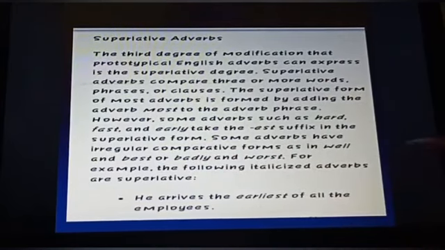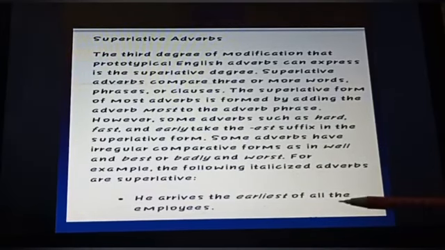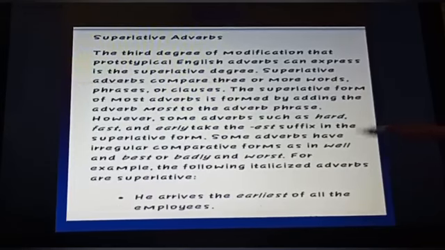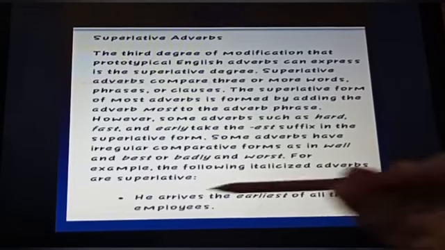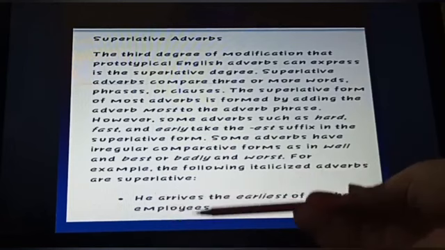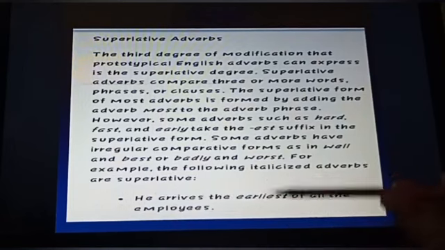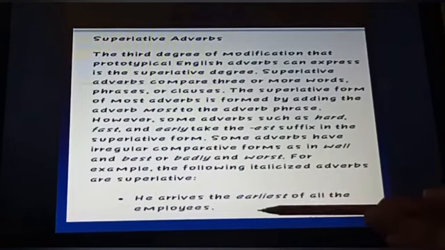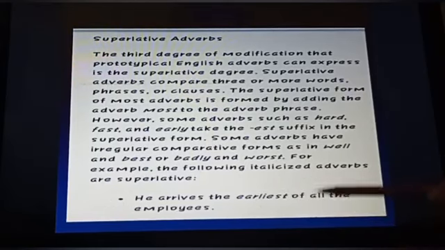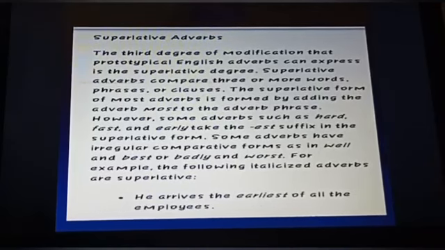Now just see an example: he arrives the earliest of all the employees. Here we have done a comparison between he and all the employees. That's why more than two persons are there, and we use the superlative degree in the est form. So here we have used earliest. This we have done yesterday.